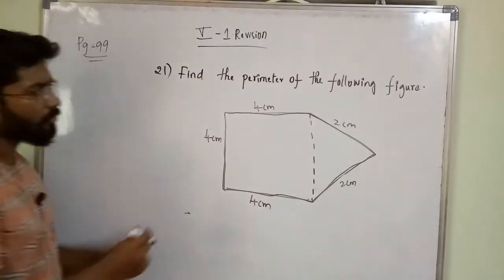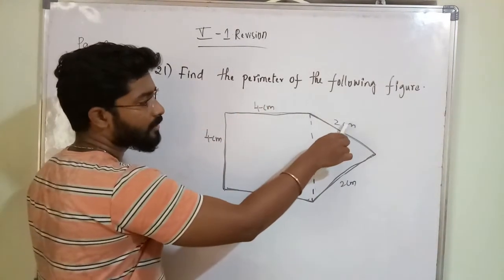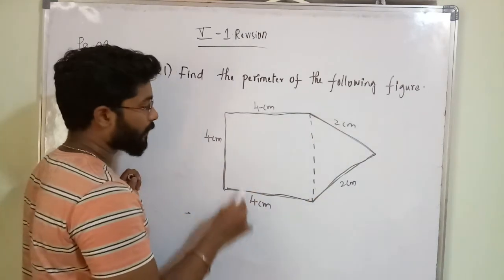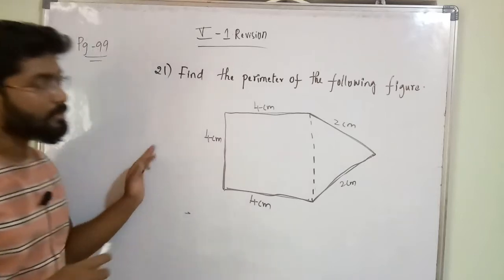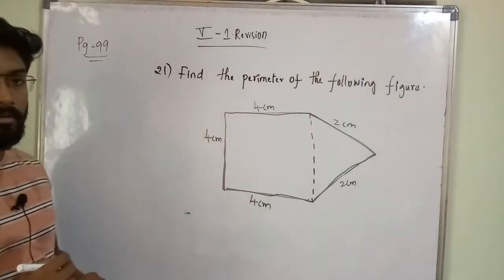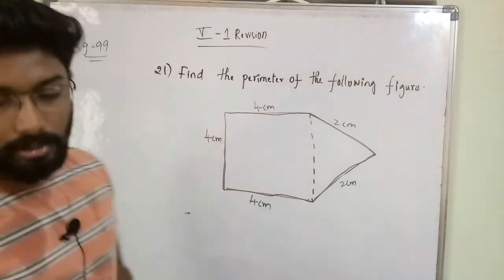Just add all of this. 4 plus 2 is 6, 6 plus 2 is 8, 8 plus 4 is 12, 12 plus 4 is 16. 16 centimeters is the total perimeter of the given figure. Okay, like that you have to understand.